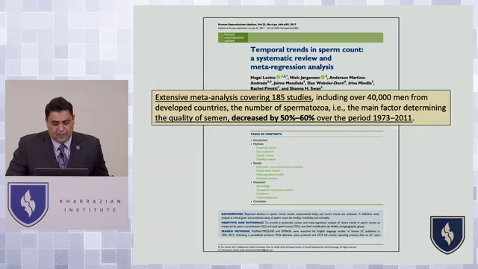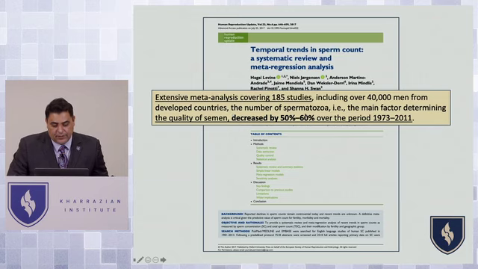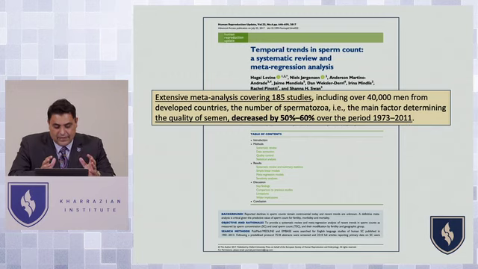Now, let's talk about this study here. This was a study that was published. It was Temporal Trends in Sperm Count, a Systematic Review and Meta-Regression Analysis. So extensive meta-analysis covering 185 studies, including over 40,000 men from developed countries. The number of spermatozoa, the main factor determining the quality of semen, decreased by 56% over the period of 1973 to 2011. So they found for the past 40 somewhat years, when they look at 40,000 men in all these different countries throughout the world, that they're actually becoming more and more infertile.